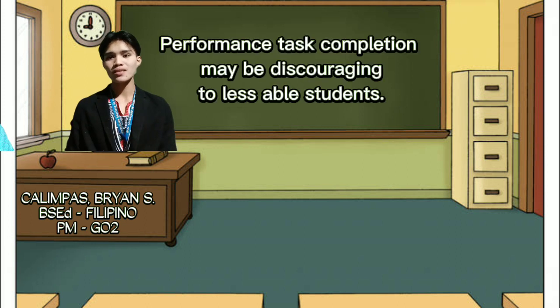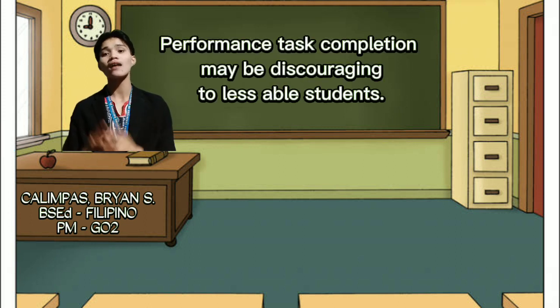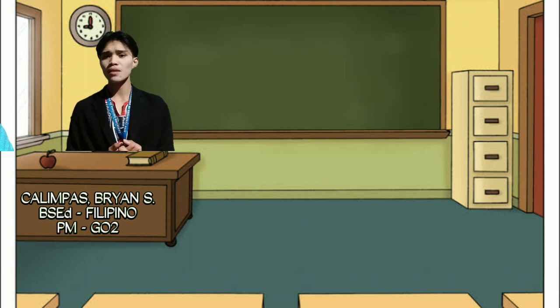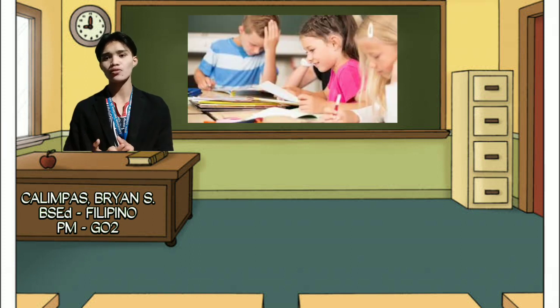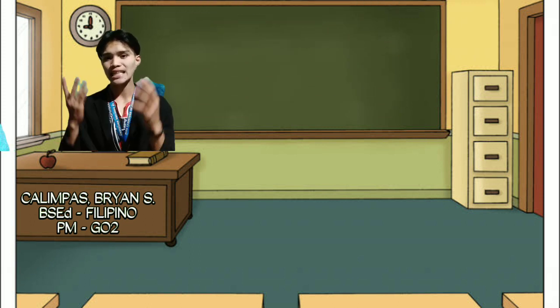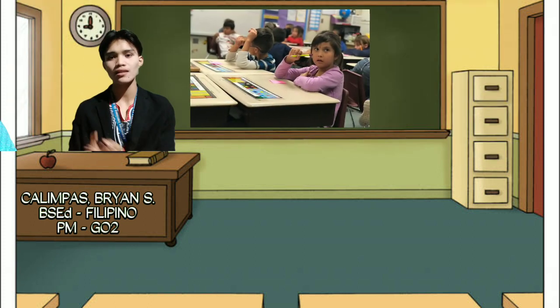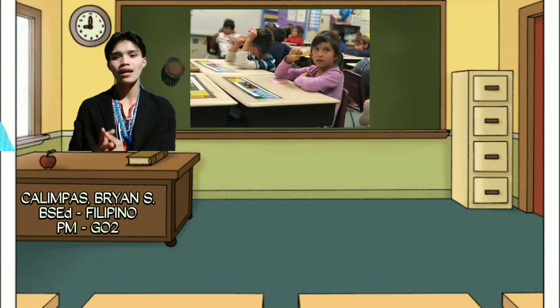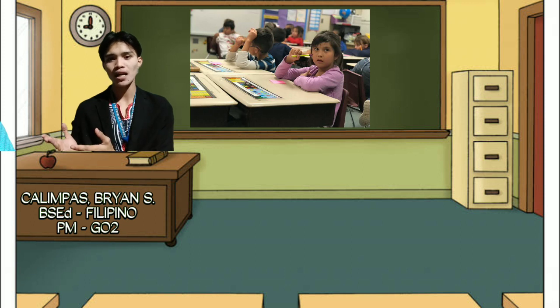Last, number five: performance task completion may be discouraging to less able students. Complex tasks that require students to sustain their interest and intensity over a long period of time may discourage less able students. So they may see the high standards implied by such tasks as beyond their reach.